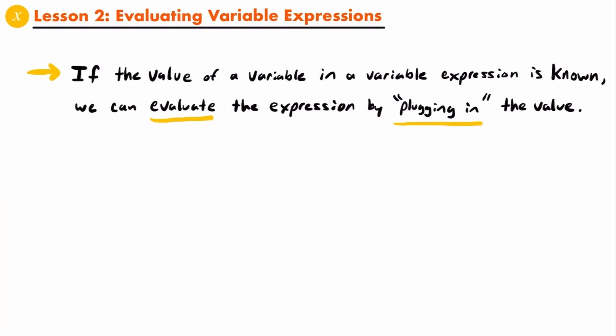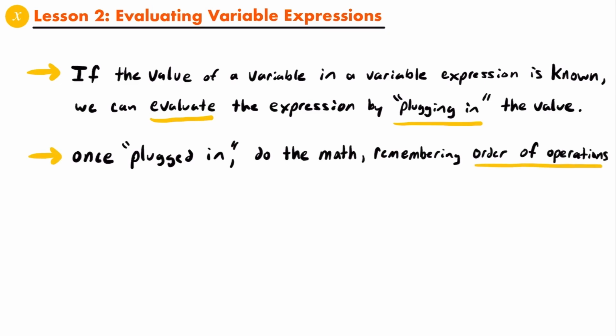Because while variables represent unknown or changing values, sometimes we do know a specific value for a variable, or we might be interested in the result of a variable expression when a variable is of a certain value. All right, and so in those instances, we can evaluate a variable expression or determine its value by plugging in the values that we know. Or in other words, we will substitute in the values that we know for the appropriate variables and then just do the math to evaluate or find the value of the variable expression.